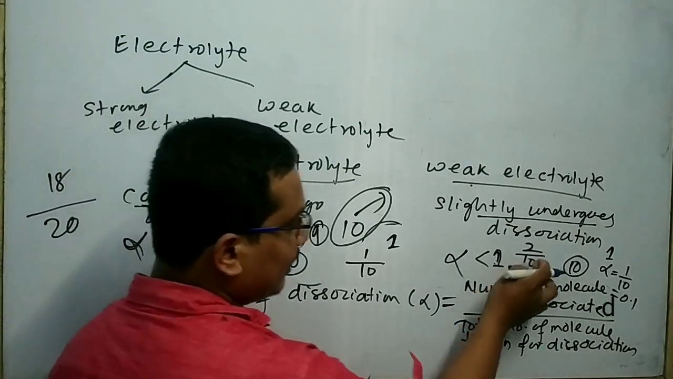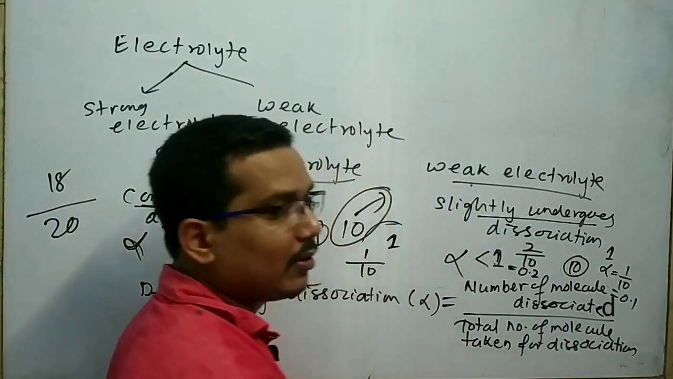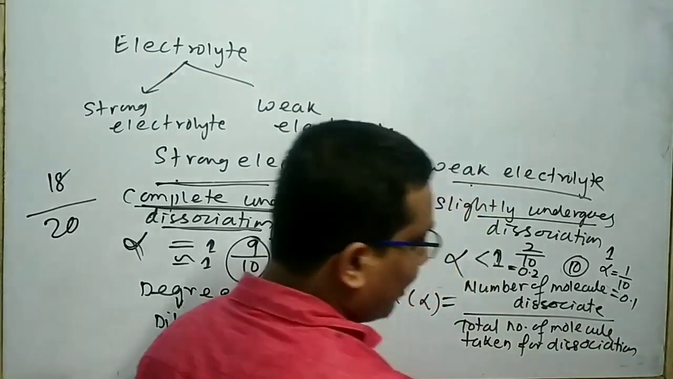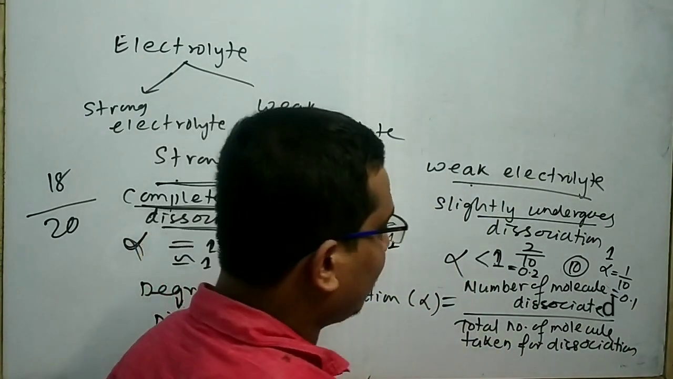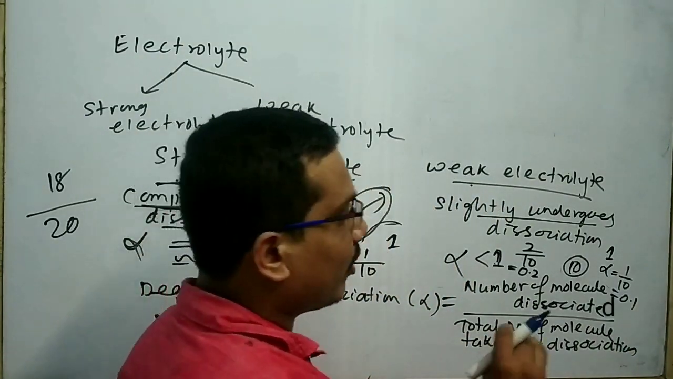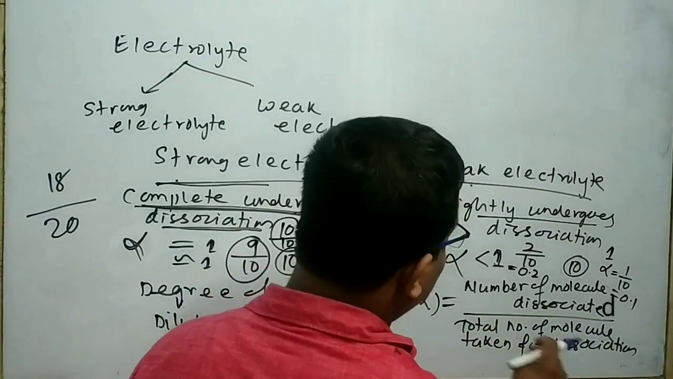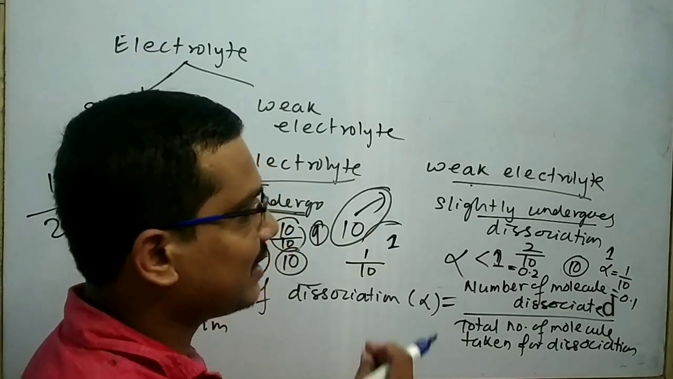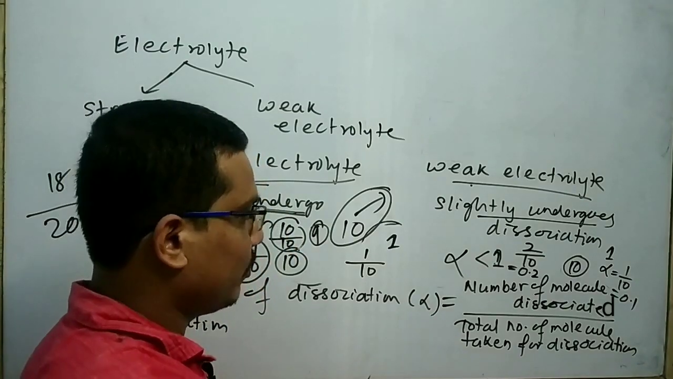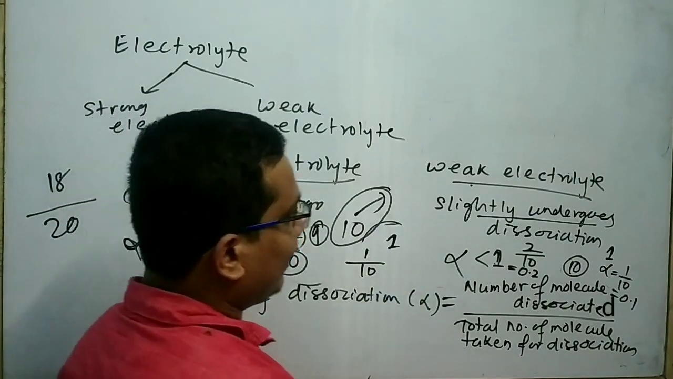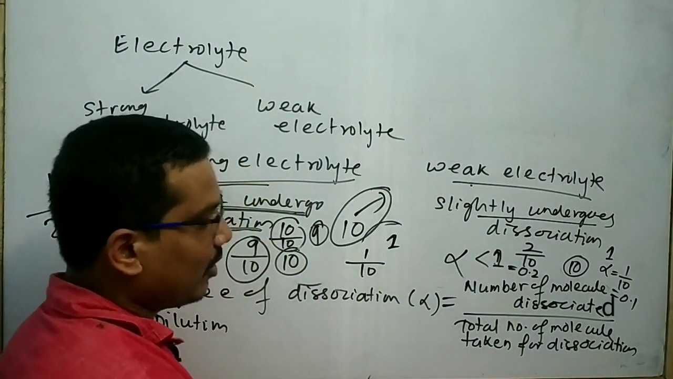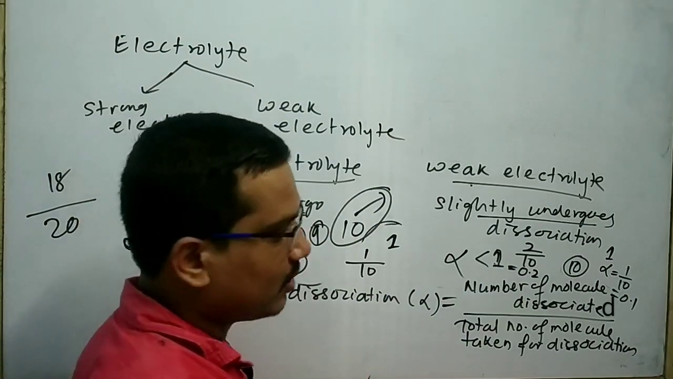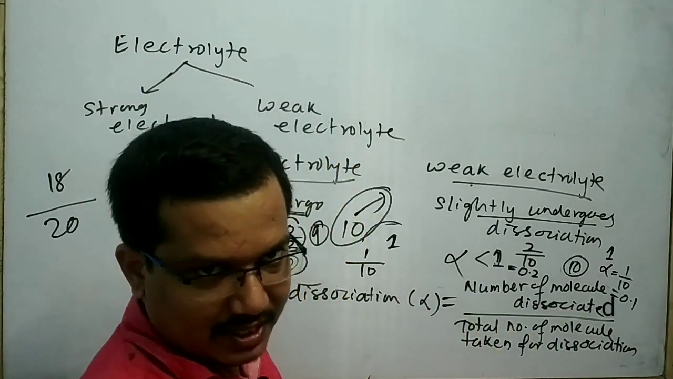Look at that. In this case, some molecules remain for dissociation. When we add a solvent like water, the remaining molecules undergo dissociation. As a result, the value of the degree of dissociation increases appreciably on dilution. So we can write: in the case of a weak electrolyte, on dilution, the value of the degree of dissociation changes appreciably.